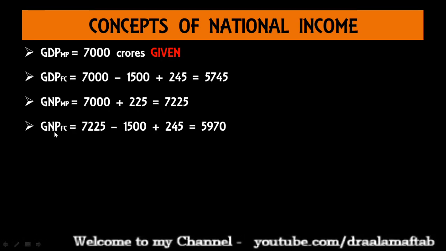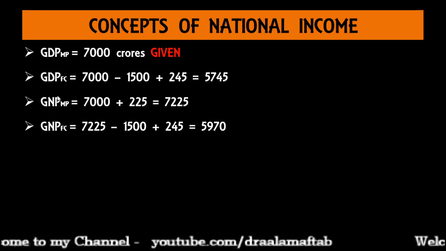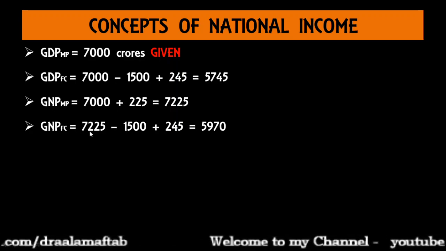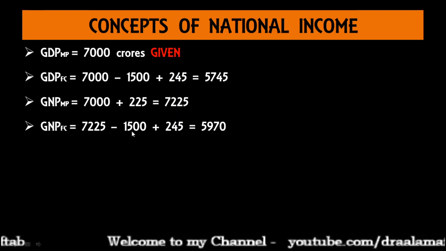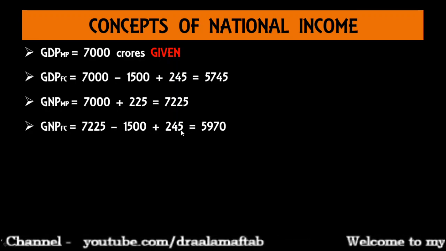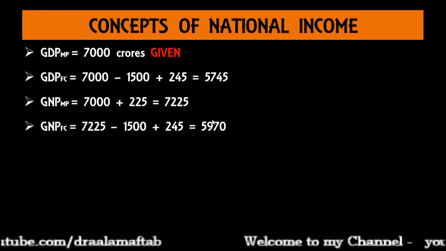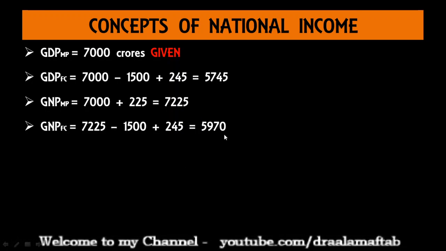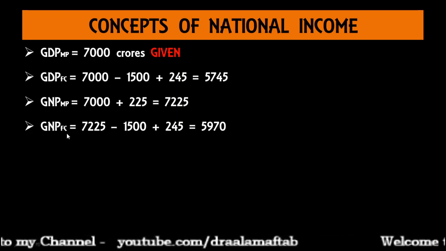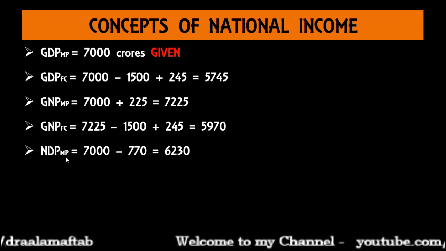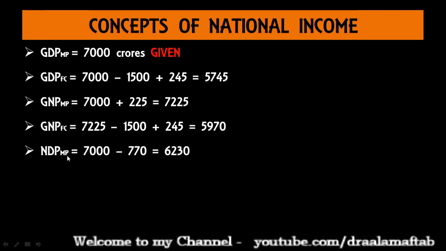Next is GNPFC, gross national product at factor cost. We have already calculated GNPMP, so 7225 minus indirect taxes, that is 1500, plus the subsidies. So you will get this 5970 as the GNPFC.